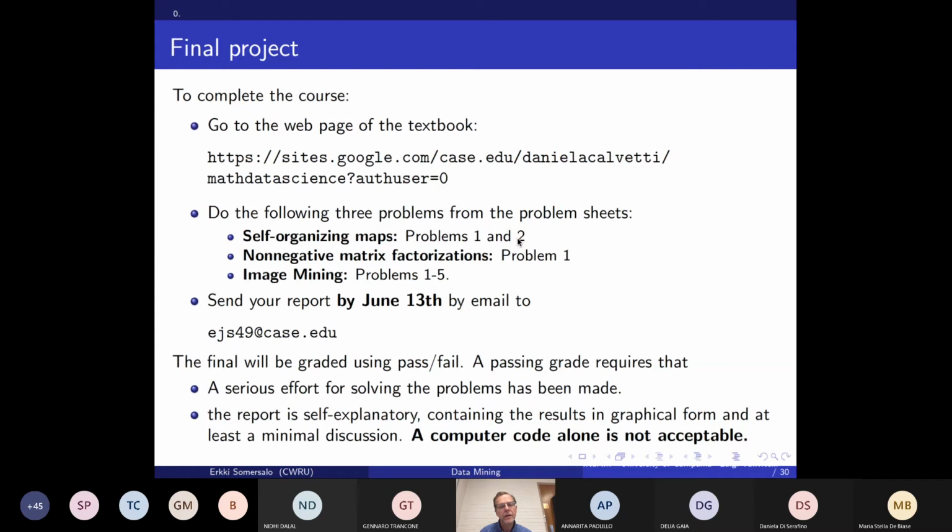You can download the data, and problem 1 is to write your own code. If you want to use Python, I believe, let's see, this is a math file, so you probably can save it as a DAT file and read it also using other programs. Then there is one problem with non-negative matrix factorization, and this is a classic problem of separating sources. And then there is one problem with image mining, problems 1 to 5.